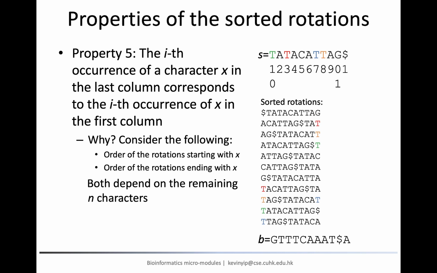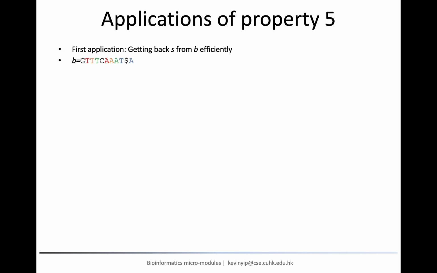For instance, since the rotation ending with the red T is ordered first among the 4 rotations that end with a T, the rotation starting with the red T must also be ordered first among the 4 rotations that start with a T, and that explains the property. We now talk about 2 applications of this property.